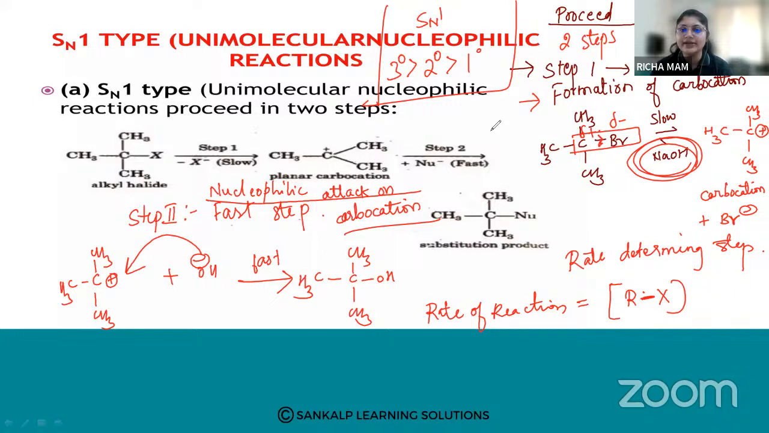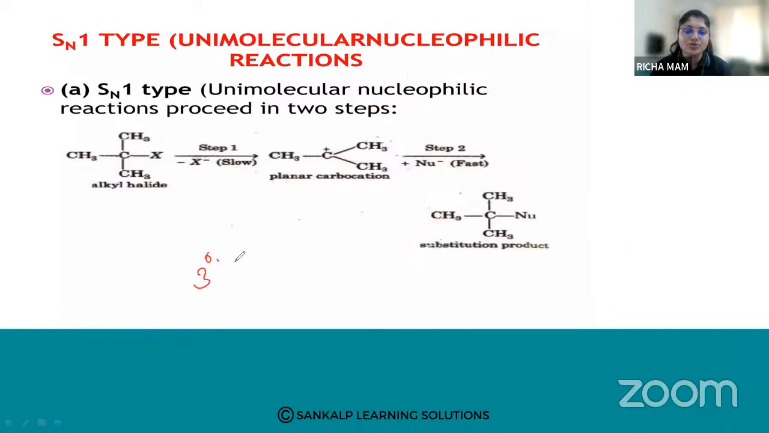So this is the order of stability of carbocation. Tertiary carbocation is more stable than secondary and then the primary. The stability is very important, so the order of reactivity of alkyl halide is very important. Tertiary alkyl halide is more reactive than secondary, then primary, and then methyl.